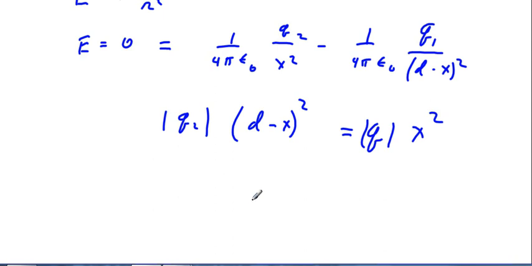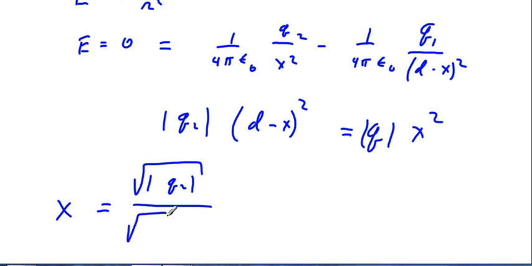And that means that x has to equal the square root of Q2 divided by the square root of Q minus the square root of Q2, times the distance.